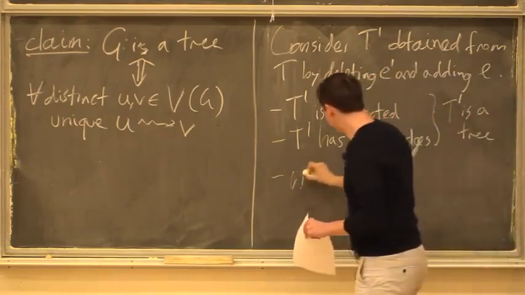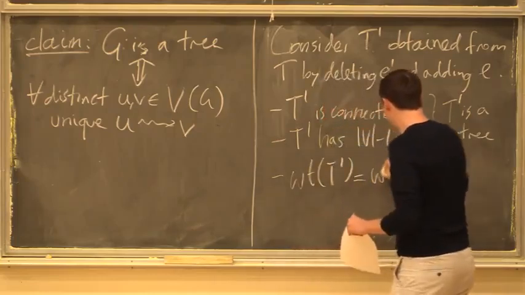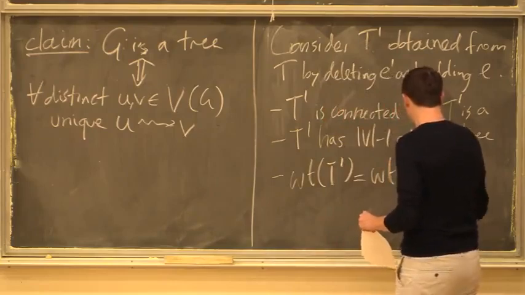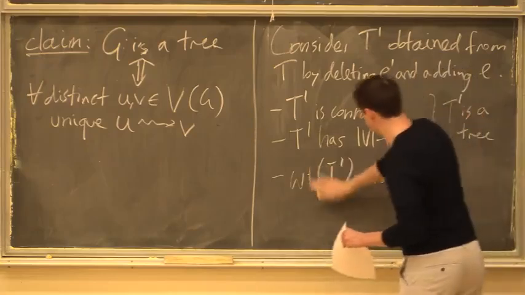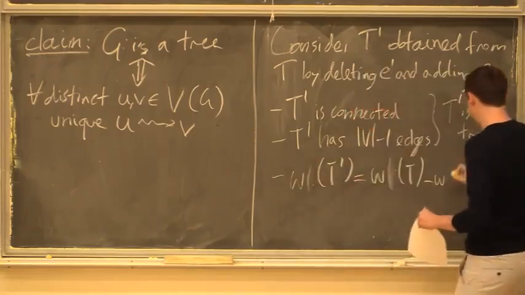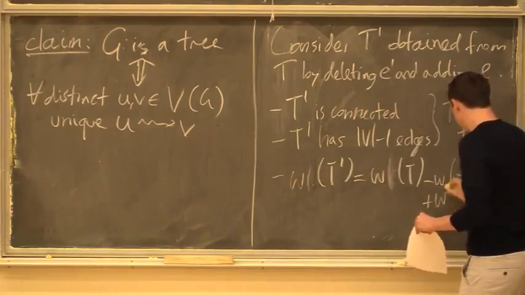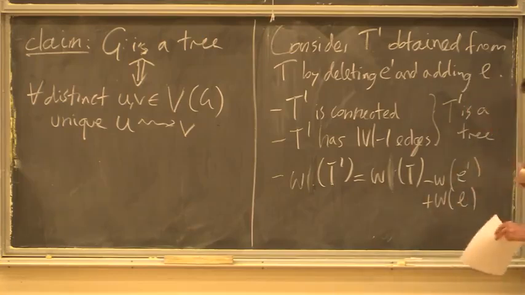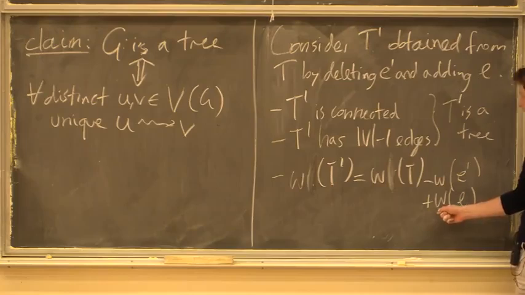What about the weight of T prime? Well, the weight of T prime is whatever weight we had before, minus the weight W of E prime, which we removed, plus the weight of E, right? But remember, what was the property of E? E was the cheapest across the cut.